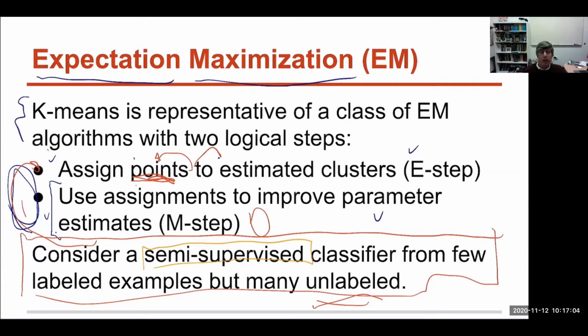Any questions about expectation maximization or semi-supervised learning or k-means or anything like that? Good.